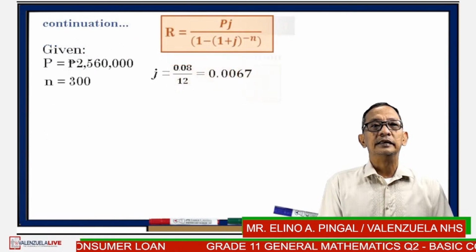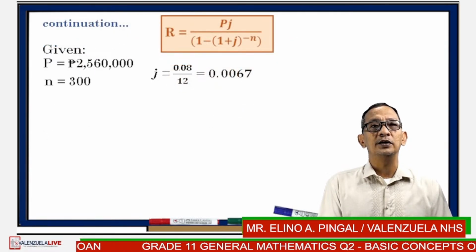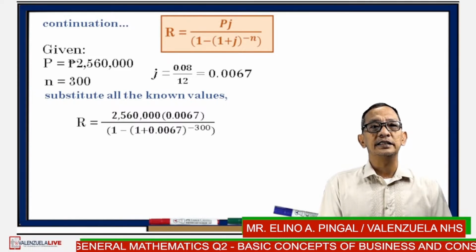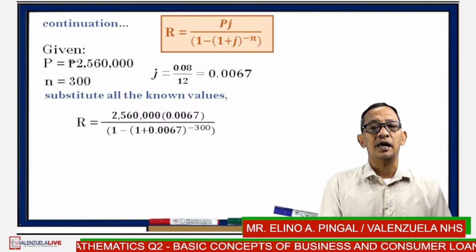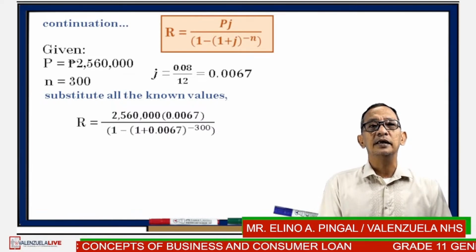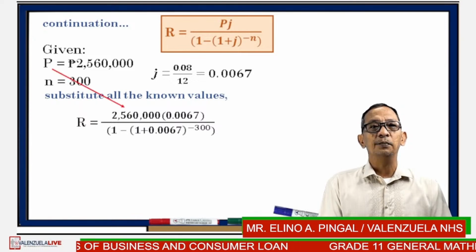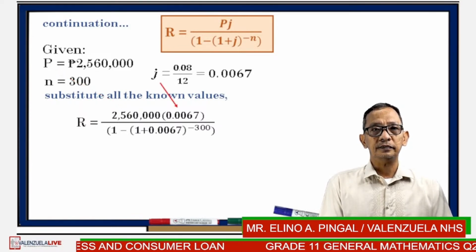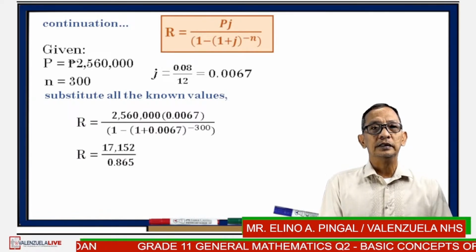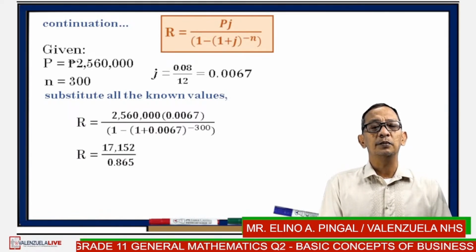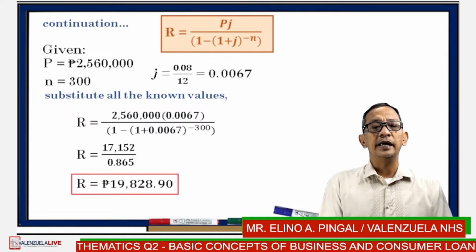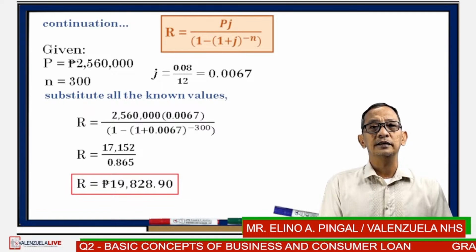0.0067. Now, substituting all the known values, we can solve for R equivalent to 2,560,000 times 0.0067 all over 1 minus the quantity 1 plus 0.0067 raised to negative 300. Computing, R is equivalent to 17,152 all over 0.865, and finally R is equivalent to 19,828.90 centavos.